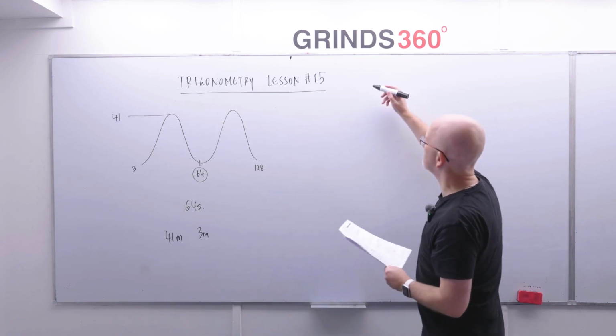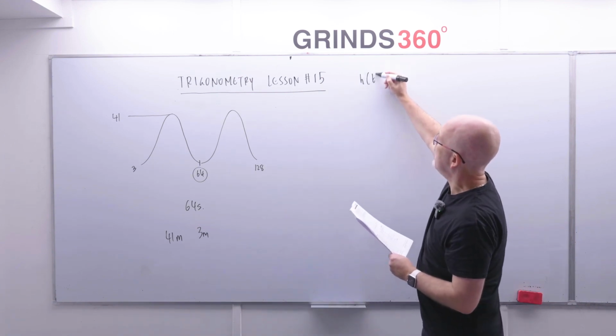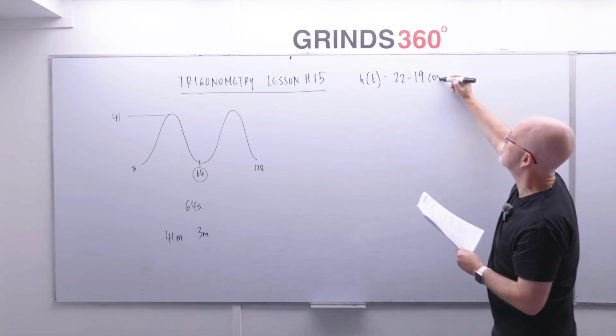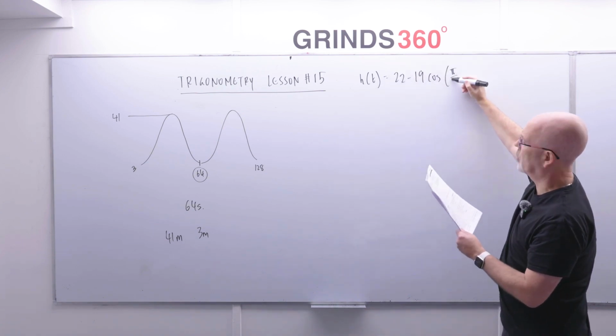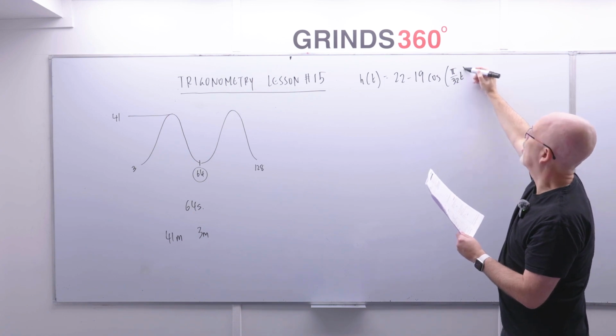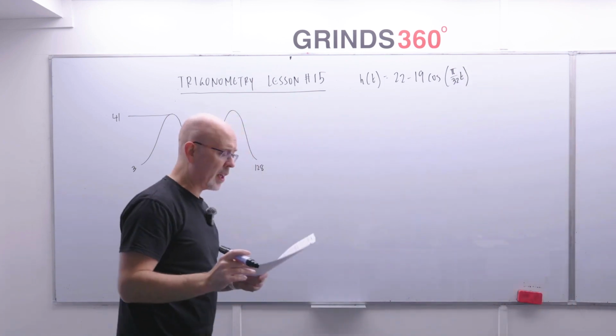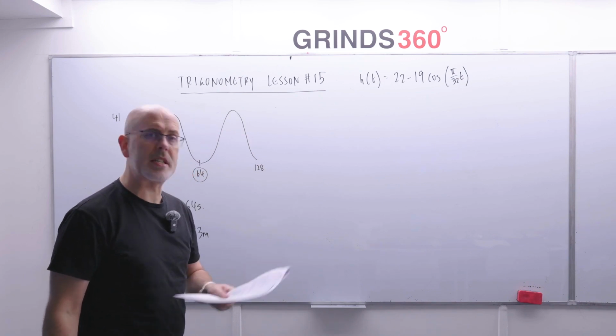So your formula looks like this. It's h of t is equal to 22 minus 19 times cosine pi over 32 t. Okay, everything's in radians here. So I'm asked to find the first 2 times when the gondola is 34 meters above the ground.